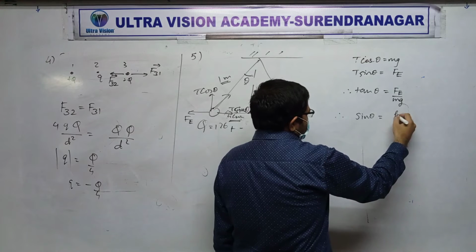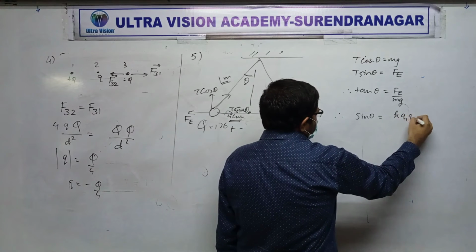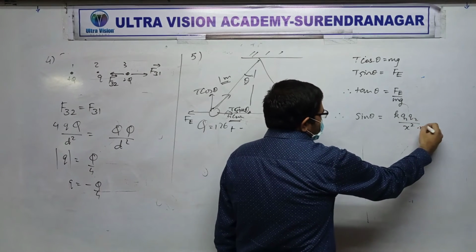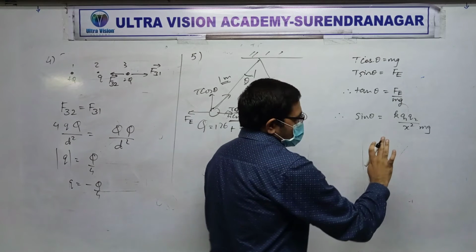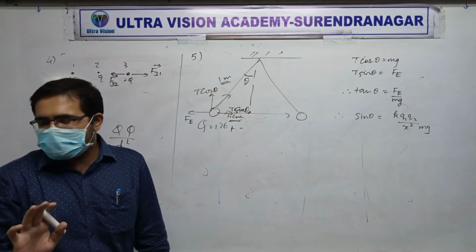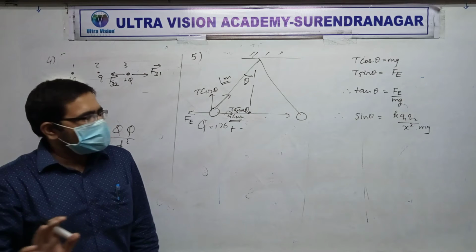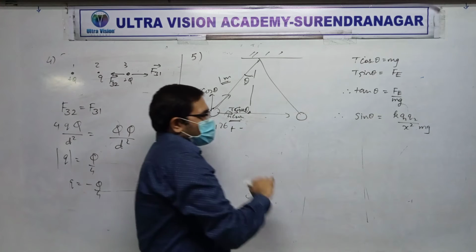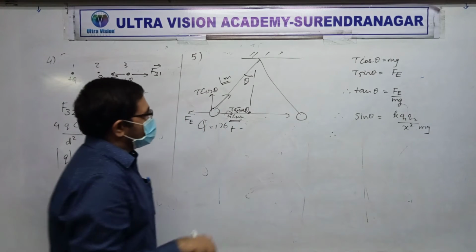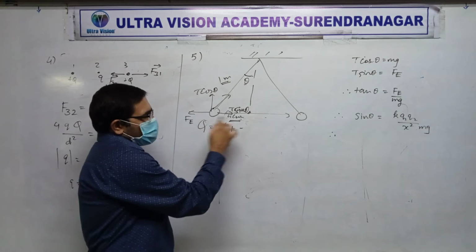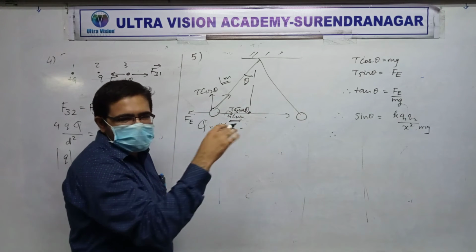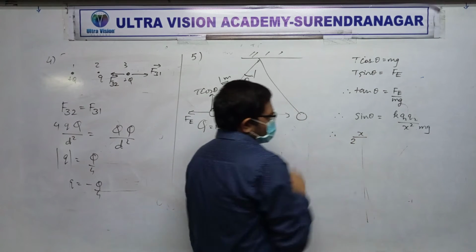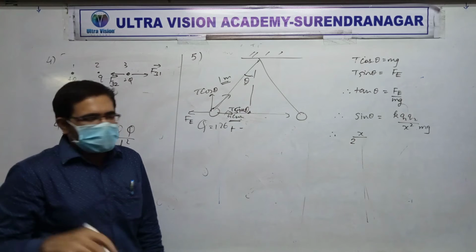Yes. And Fe is written as k Q1 Q2 by distance, suppose x squared. Okay, and mg is constant. Okay or not? Sure? Instead of tan theta I am writing sin theta because I am saying that this angle will be small. Now, sin theta is further equal to 4 right now, but when the charge will change, the distance will not be 4. Clear? Yes. So it will be x by 2, upon 1.